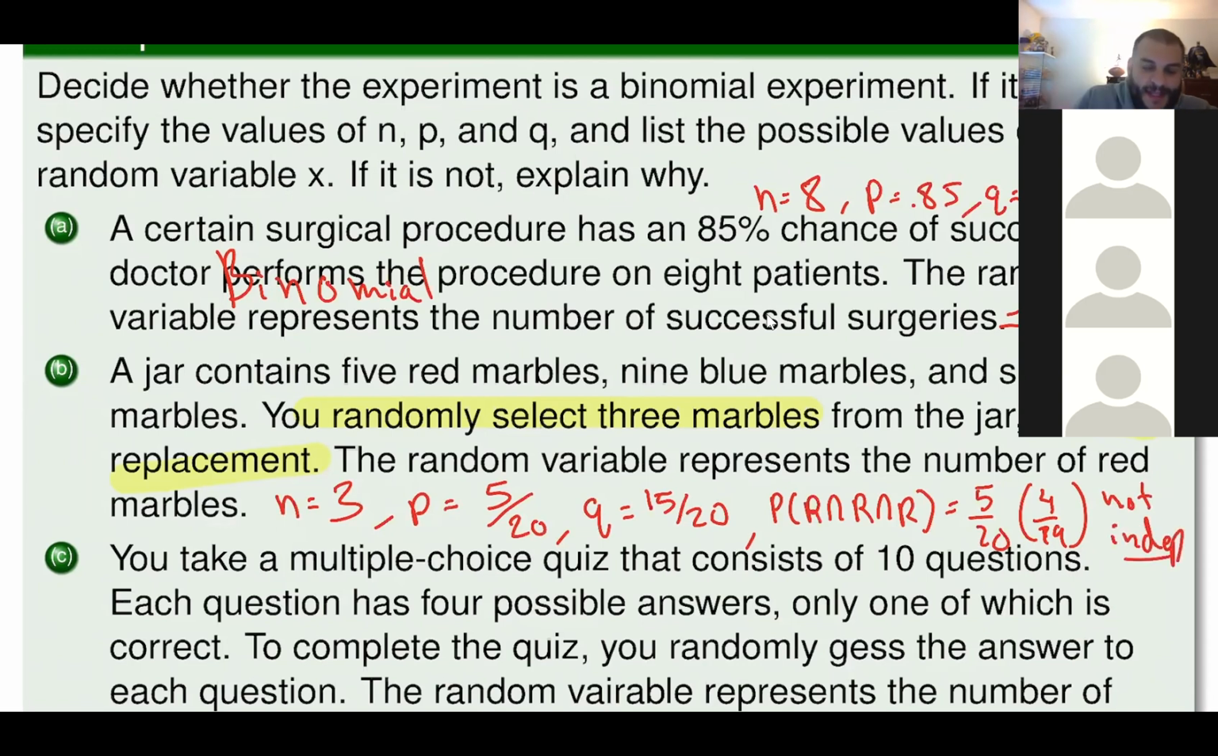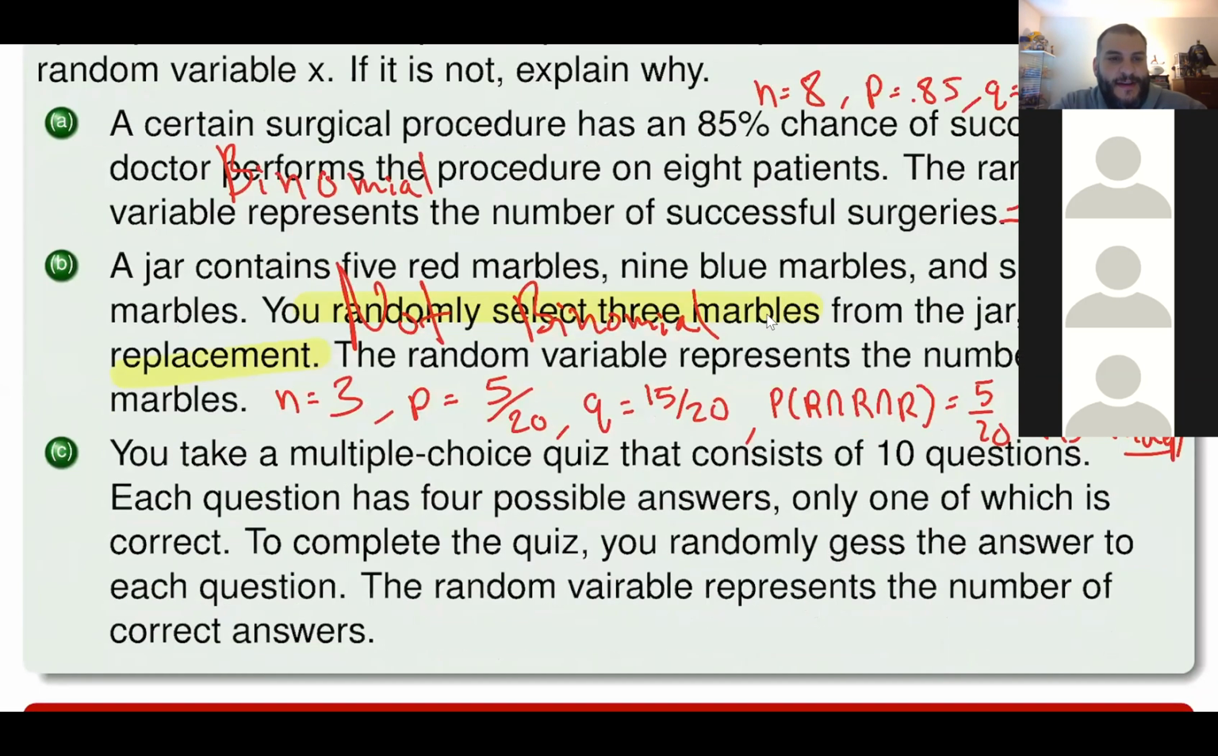So since it's not independent, we're going to say not binomial. Great, and that's it for B. For B, it's not a binomial distribution because the events are not independent from each other. If they were independent, the probability wouldn't have changed. The first one should have been 5 out of 20, the second one 5 out of 20, the third one 5 out of 20. But in this scenario, since we're doing it without replacement, each time we get a marble, the probability is constantly changing.